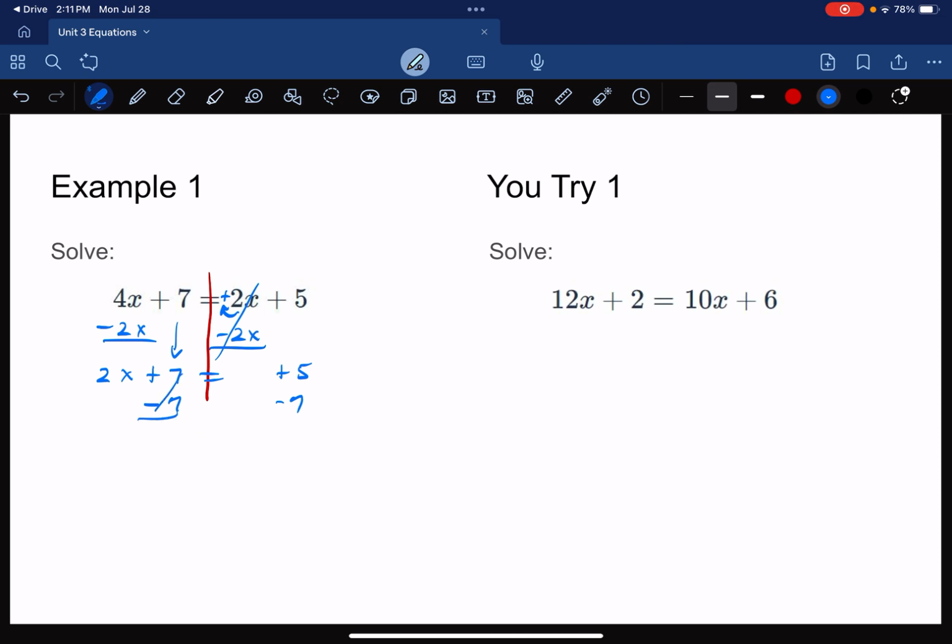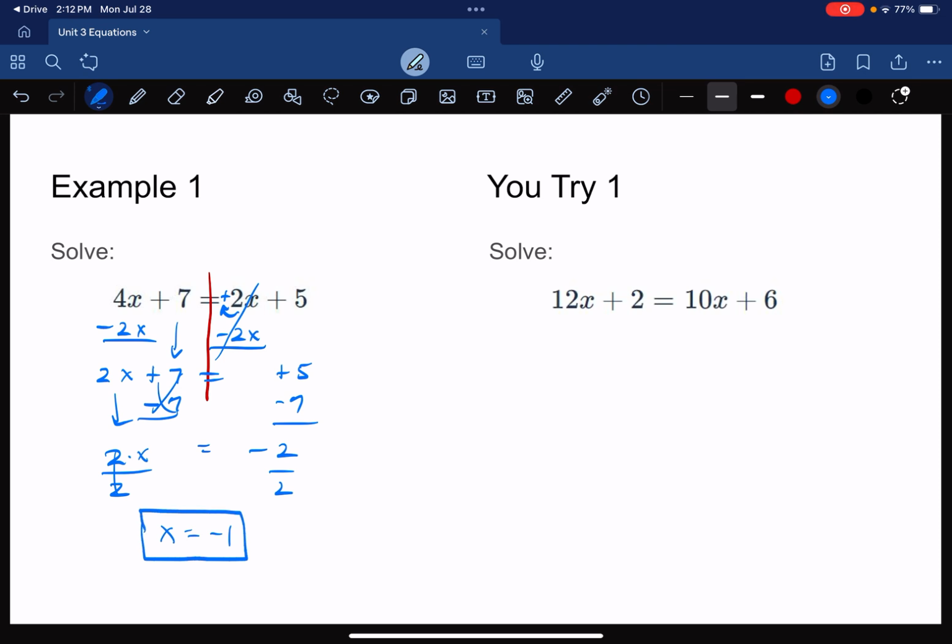And so this guy's gone. And I still have a 2x over here. And positive 5 and negative 7 make negative 2. Now I'm down to that last step where I get rid of the coefficient with x. It's connected with multiplication. So I divide. And I get a negative 1.